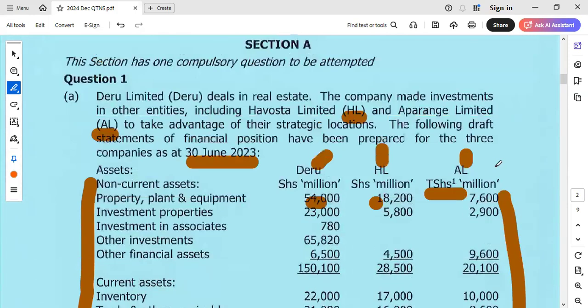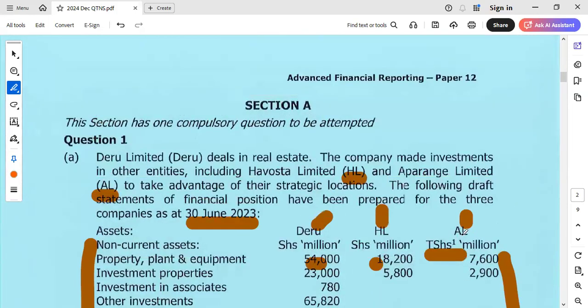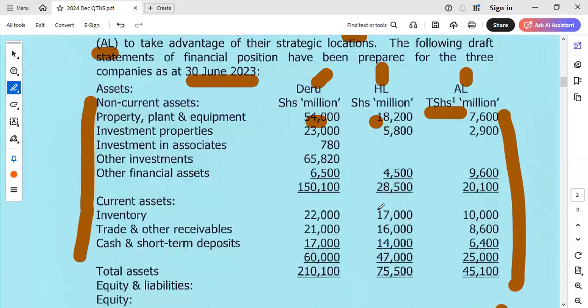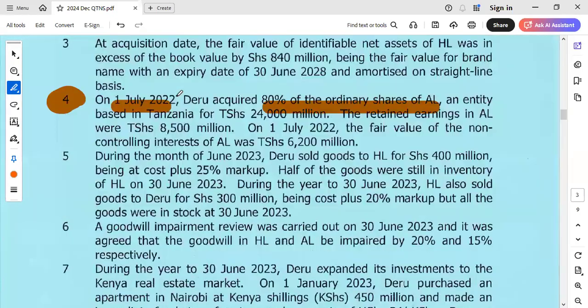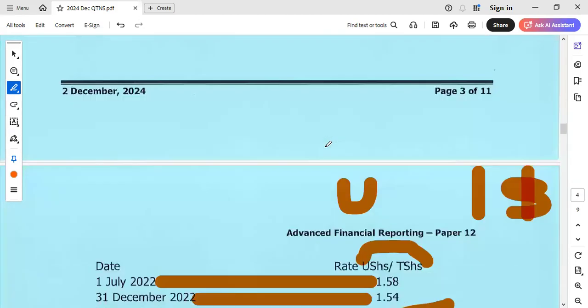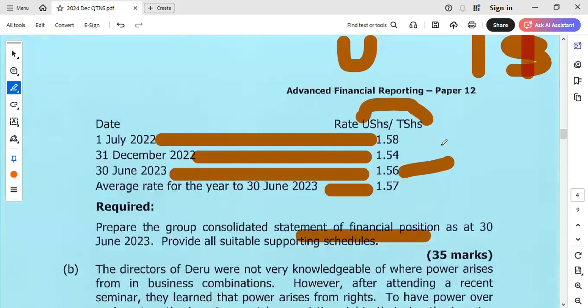Let's say when you are translating items of equity, these are the items of equity. We ask ourselves, when did we actually acquire our shares in AL? We acquired shares in AL on 1st July 2022. So because you acquired shares in AL on 1st July 2022, what was the exchange rate on 1st July 2022? So you translate that one using this. Is that one clear?